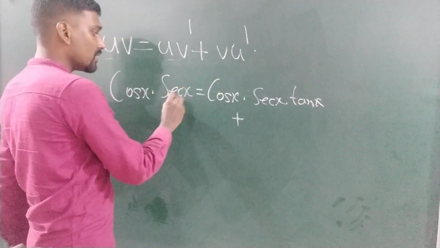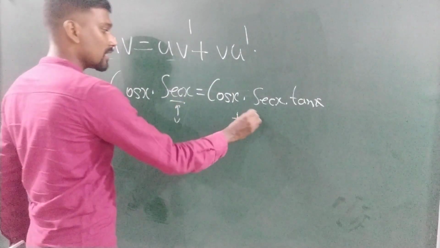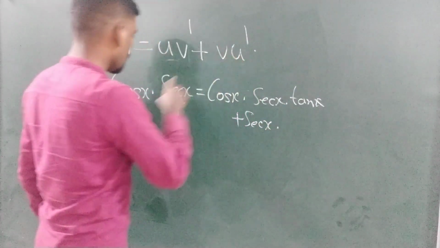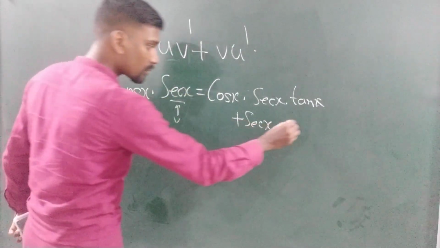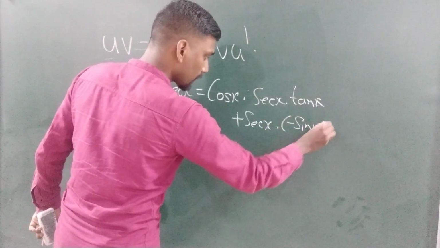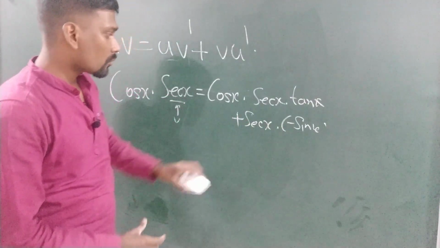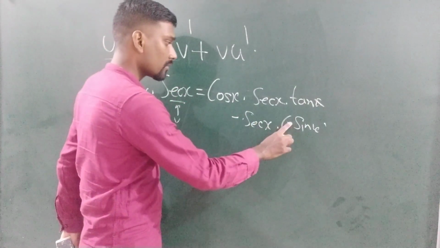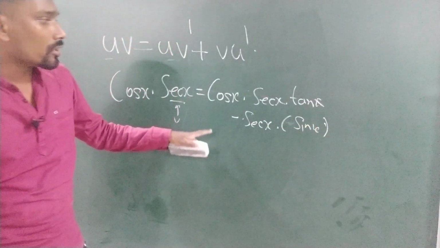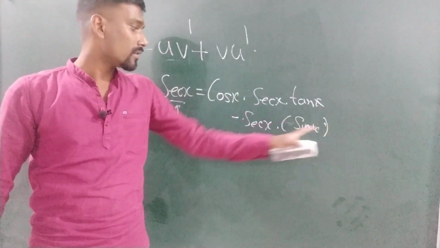Now the v, that means I am taking this as v. The secant x will be as it is into u dash. That means what? Cos x is what? Minus sin x. Now you should be very careful. This sin x minus sign will come here. So what happens here? This will become minus. Okay, I am just writing here like this. So cos x into secant x tan x divided by this.